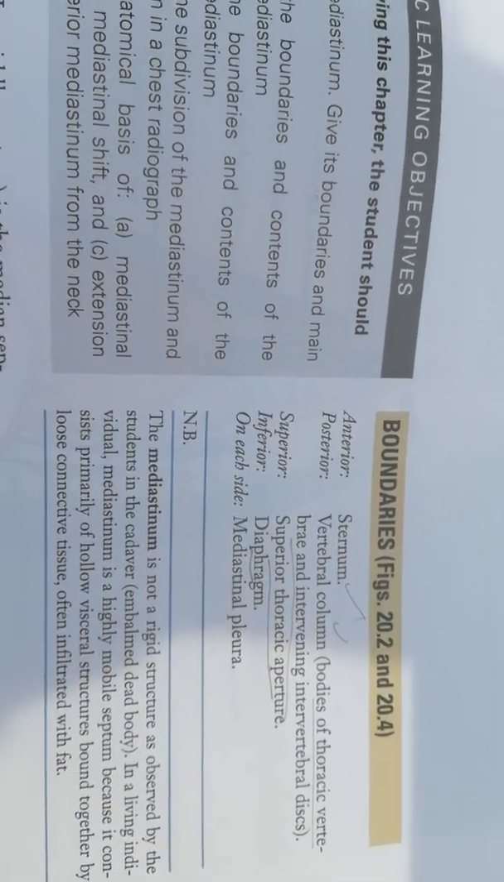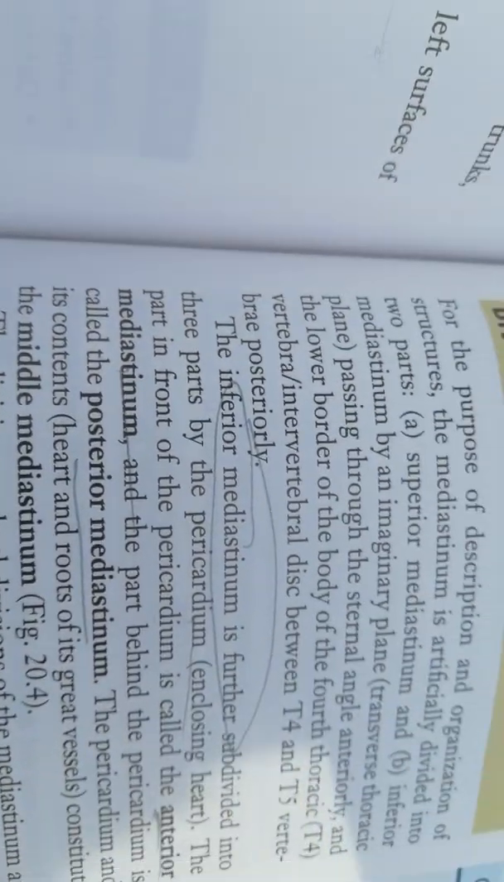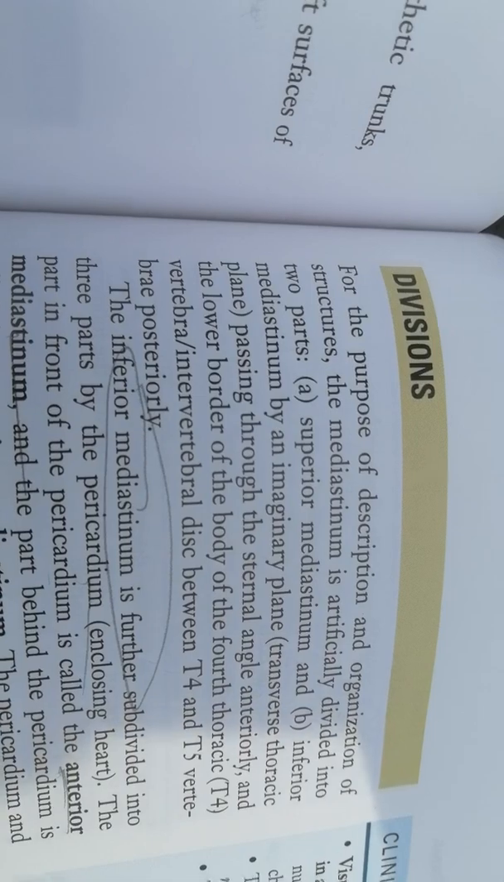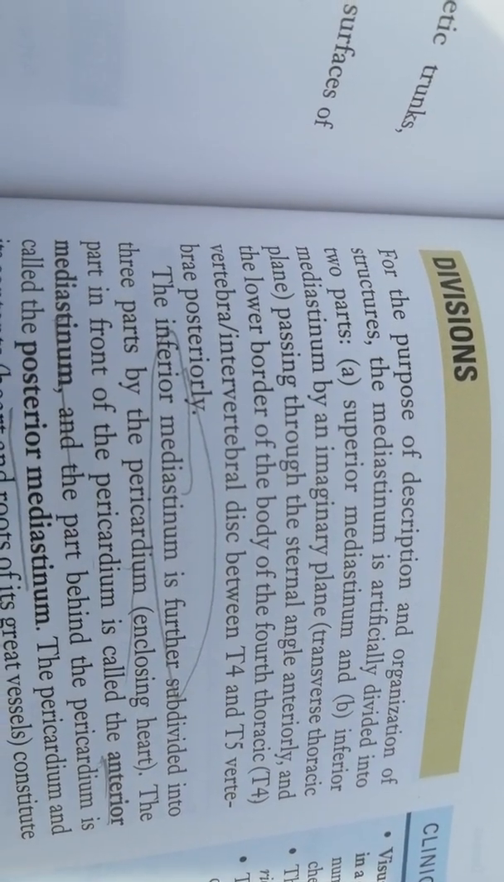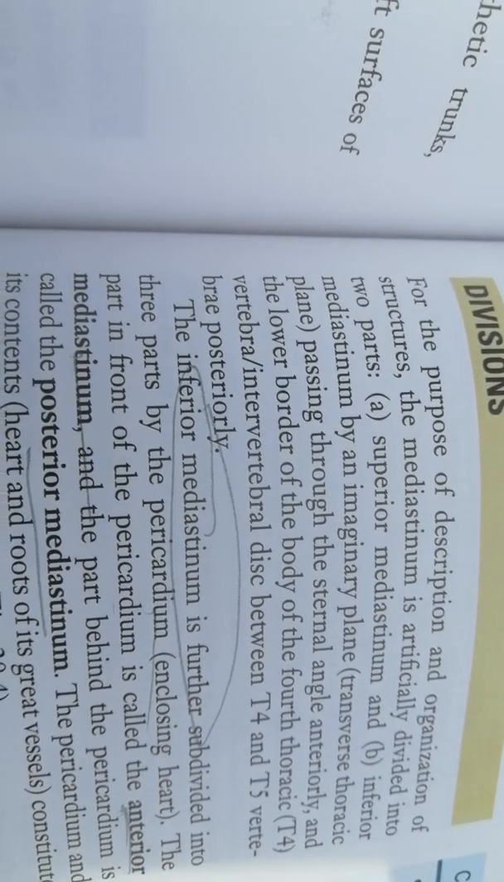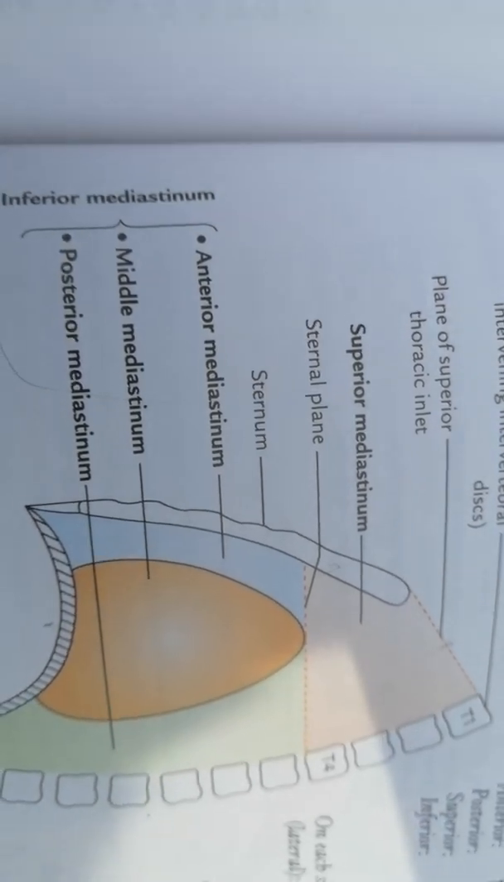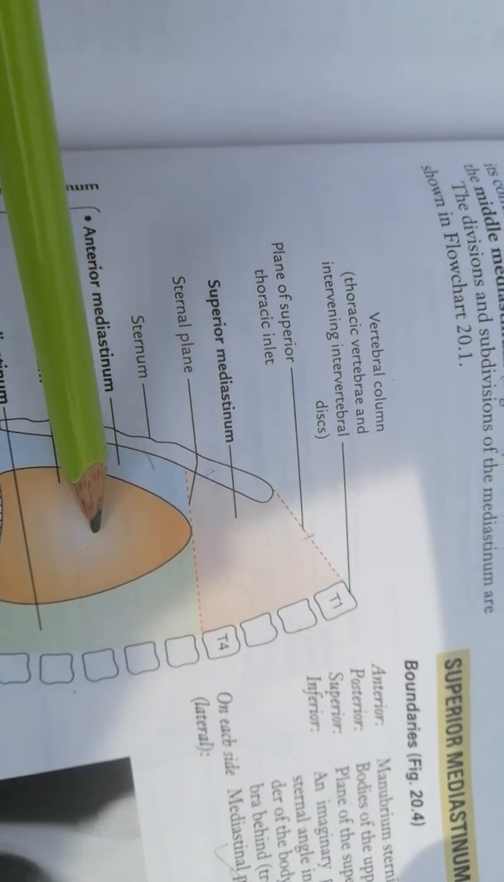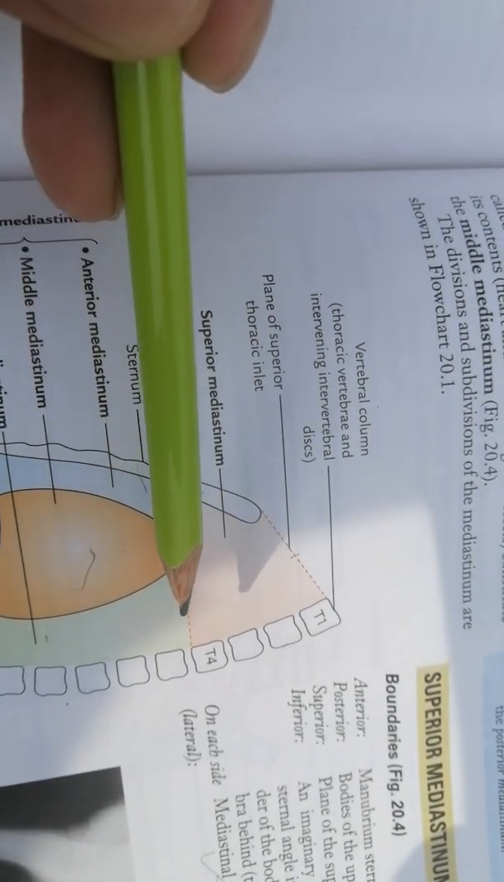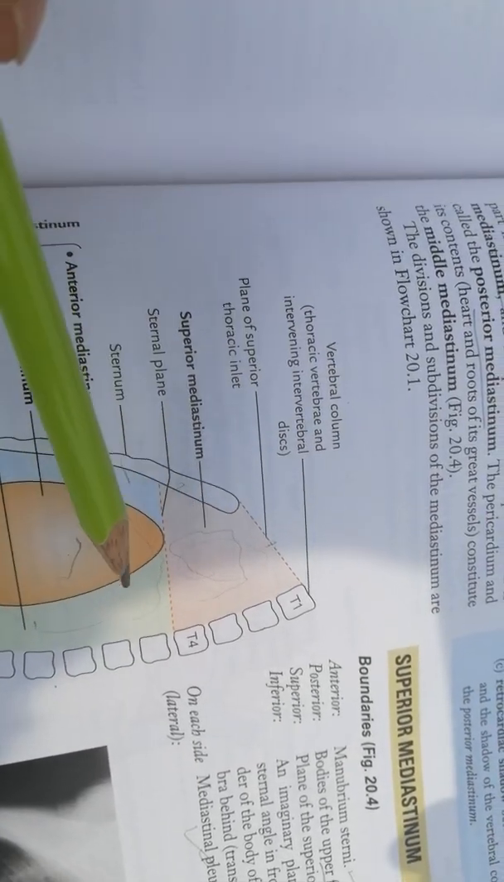Now I'm going to talk about the divisions of the mediastinum. The mediastinum is divided into two parts, that is superior mediastinum and inferior mediastinum. Again, inferior mediastinum is divided into three parts. You can see from this diagram, this is the anterior mediastinum, this is the middle mediastinum, and this is the posterior mediastinum. This whole is the superior mediastinum, and this whole is the inferior mediastinum.